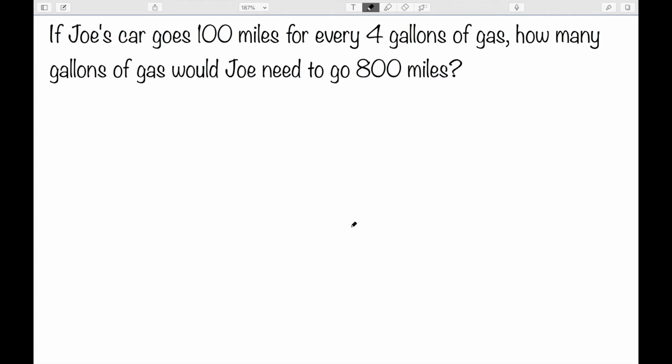Let's change the problem slightly. If Joe's car goes 100 miles for every 4 gallons of gas, how many gallons of gas would Joe need to go 800 miles? Instead of continuing to add increments of 100 miles and 4 gallons to our table or double number line, we could reason that 800 miles is 2 groups of 400 miles.